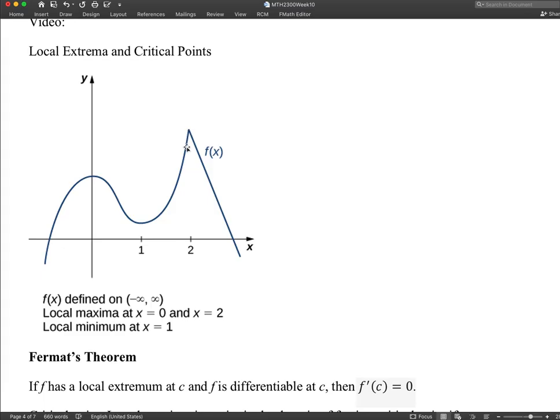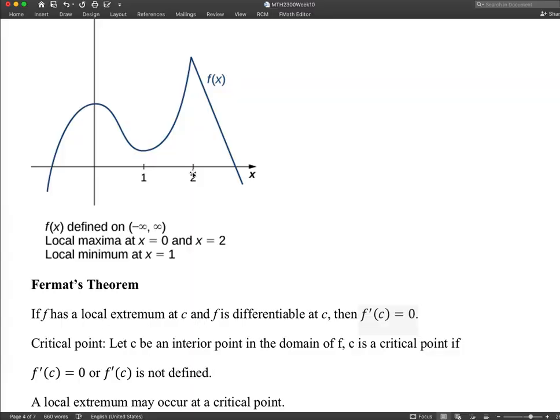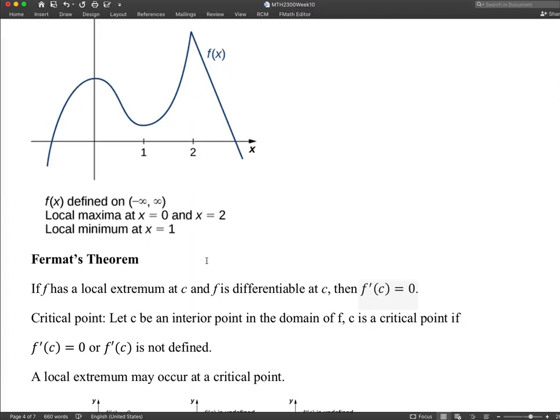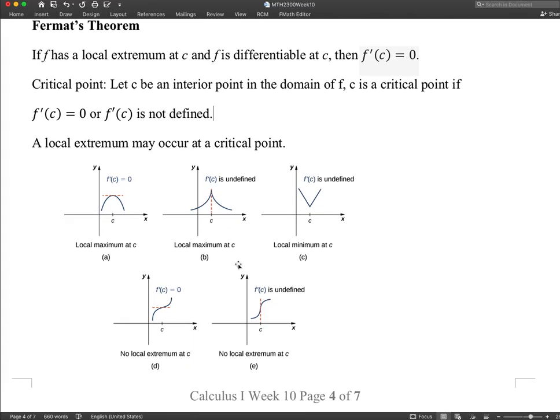So in general, you may expect a local maximum or minimum at a point where the derivative is 0 or the derivative is not defined. The possible points where the function may have a local maximum or minimum are called critical points: points where the derivative is 0 or the derivative is not defined. A critical point.